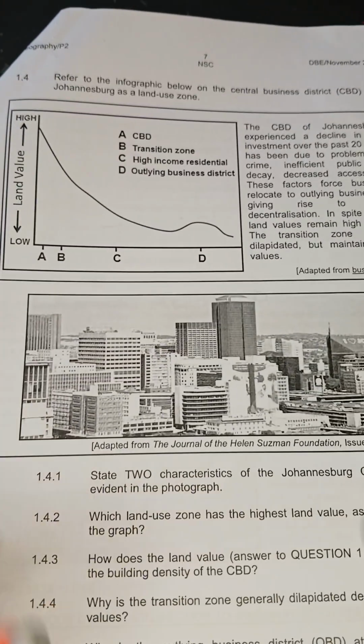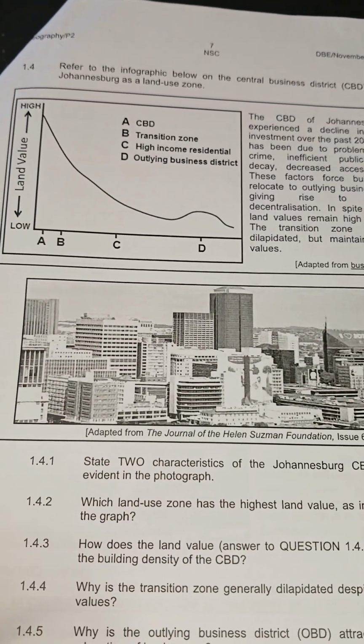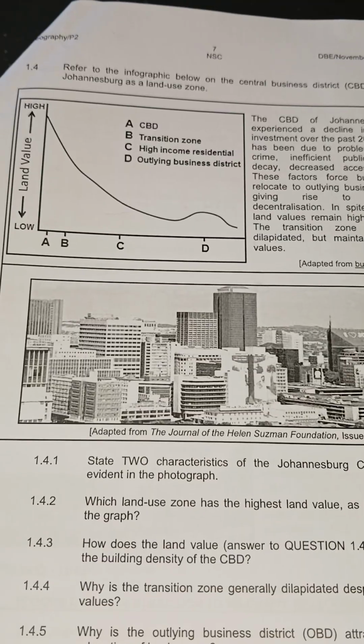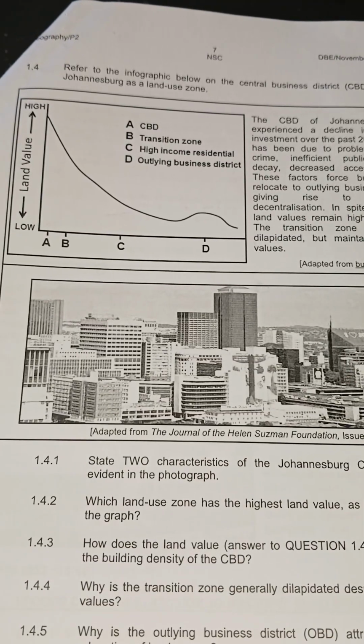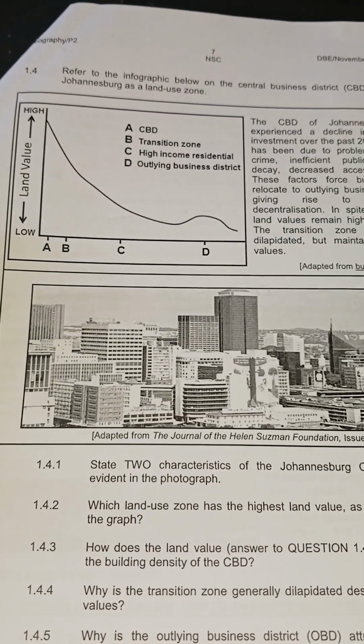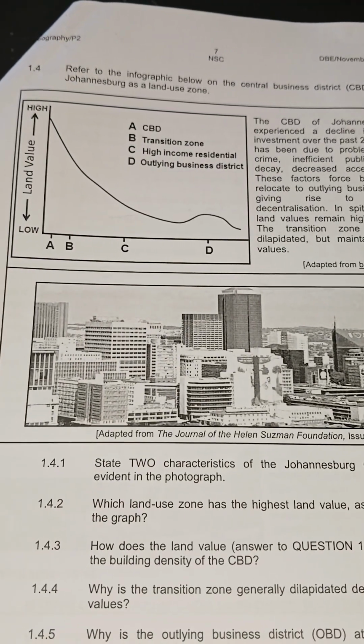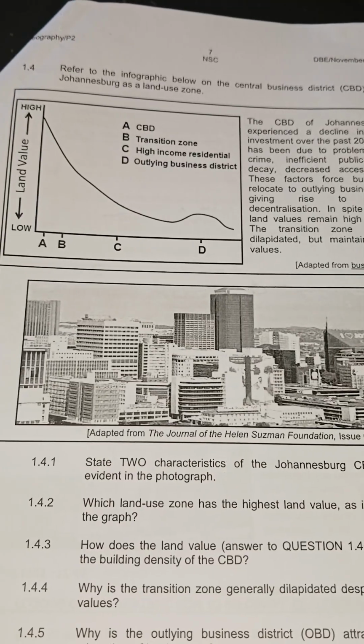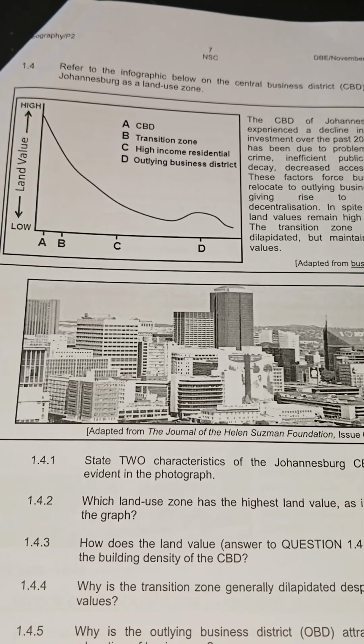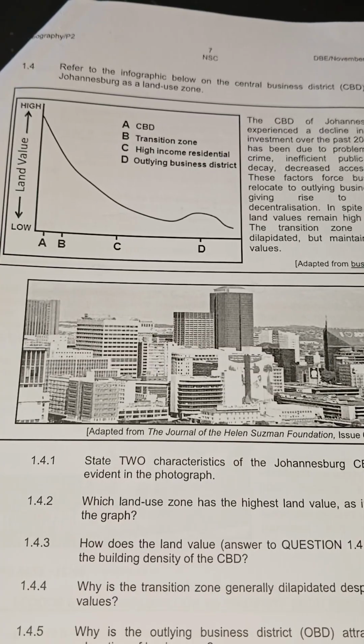I'm continuing with the November 2022 Geography Paper 2. This is the infographic that I have. Refer to the infographic below on the Central Business District of Johannesburg as a land use zone. Land use is what the land is used for.